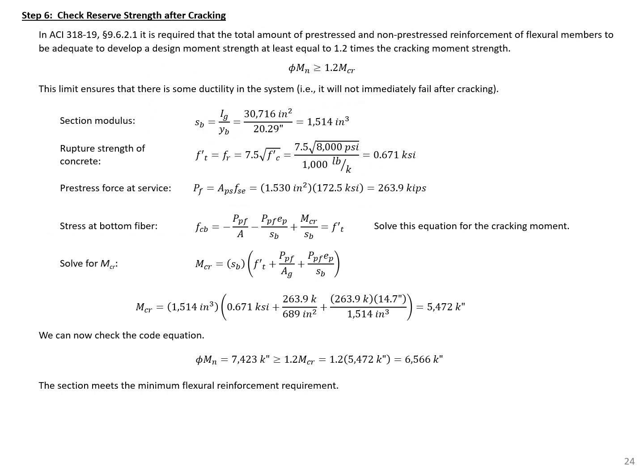Our next step is to check the reserve strength after cracking, and we'll do this using this ACI 318-19 requirement. The requirement says that we need to develop a design moment strength at least 1.2 times the cracking moment strength. So we need to make sure that our phi Mn is greater than or equal to 1.2 times Mcr. What this limit does is ensure that we have some ductility in our section. It helps us make sure that our beam doesn't immediately fail after it cracks.